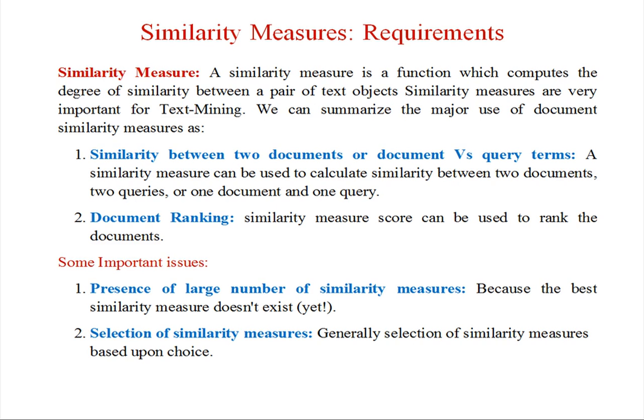Actually, a similarity measure is a function which computes the degree of similarity between a pair of text objects. Similarity measures are very important for text mining. We can summarize the major use of similarity measures as two: first, the similarity between two documents or document versus query terms, and second, document ranking. The similarity measure can be used to calculate the similarity between two documents, two queries, or a document and a query.